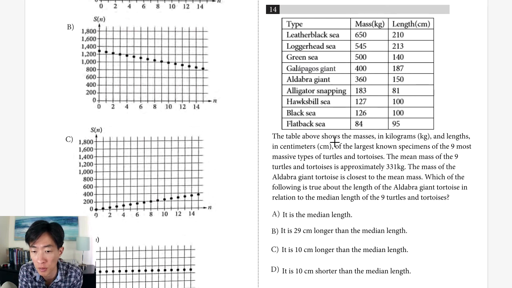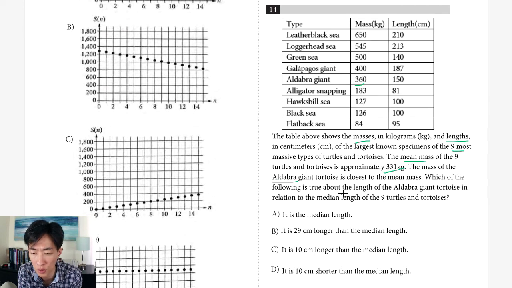Question 14, we've got these animals with mass and length. It says the table above shows the masses in kilograms and the lengths in centimeters of the largest known specimens of the 9 most massive types of turtles and tortoises. The mean mass of the 9 turtles and tortoises is approximately 331 kilograms. The mass of the algebra giant is closest to the mean mass, 360.